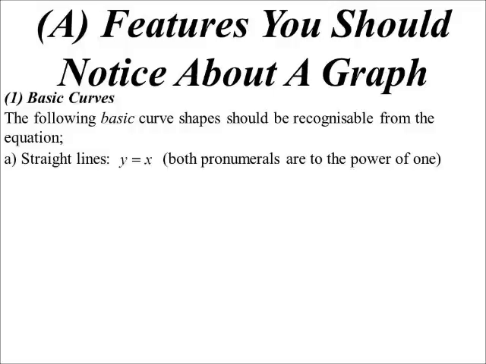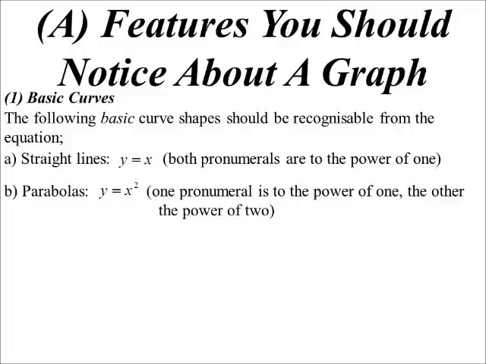Straight lines, of course. y equals x being the most basic, I guess, of all the straight lines. And in order to recognise it, we go, oh, look at that, both of the pronumerals are to the power of 1. That must be a linear function. Okay, then we moved on to parabolas. The most basic one, y equals x squared. So one pronumeral is power of 1 and the other the power of 2.